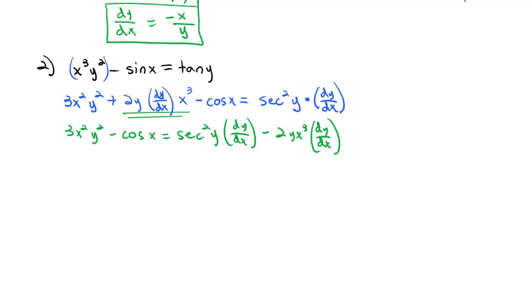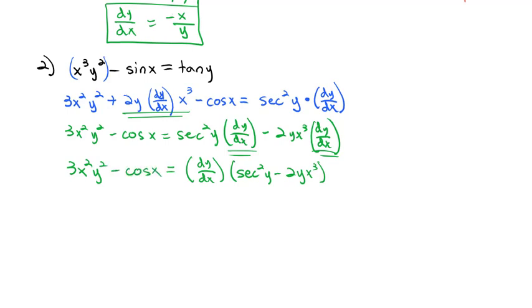And then, because the dy dx is on both terms, we're able to factor that out. Dy dx times the secant squared of y minus 2yx cubed is still equal to, the other side's unchanged, 3x squared y squared minus cosine x. And so to get the dy dx alone, we just divide by everything it's multiplied by. And so now we can say that dy dx, the derivative or slope of the tangent line of this relationship, is 3x squared y squared minus cosine x divided by what was multiplied by the dy dx, the secant squared y minus 2yx cubed.